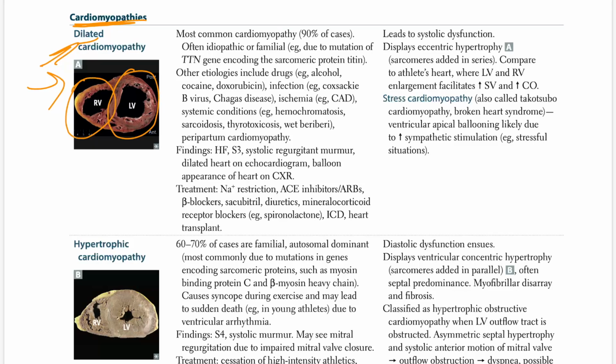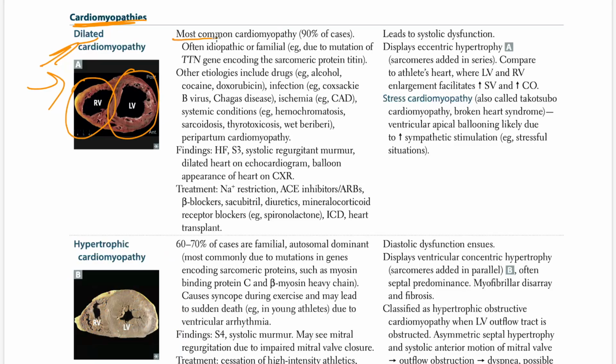As compared with hypertrophic, where the muscle mass is a lot, so you have a hypertrophic. Why? Because things have been deposited within the muscle of the cardiac myocytes, and you will see what those things are in hypertrophic cardiomyopathy. So let's talk first about dilated cardiomyopathy.